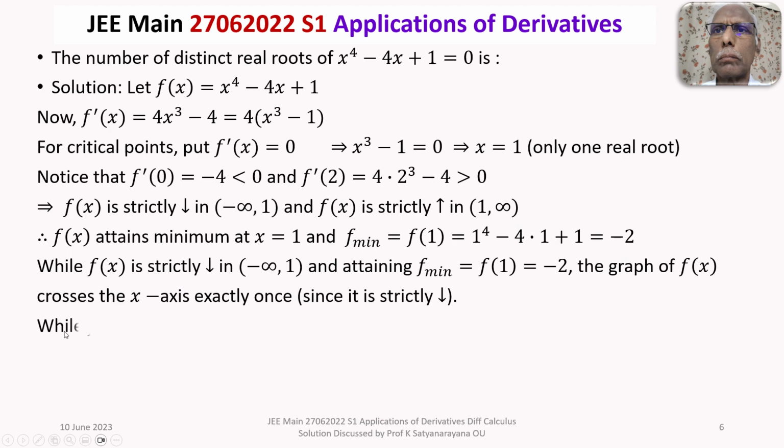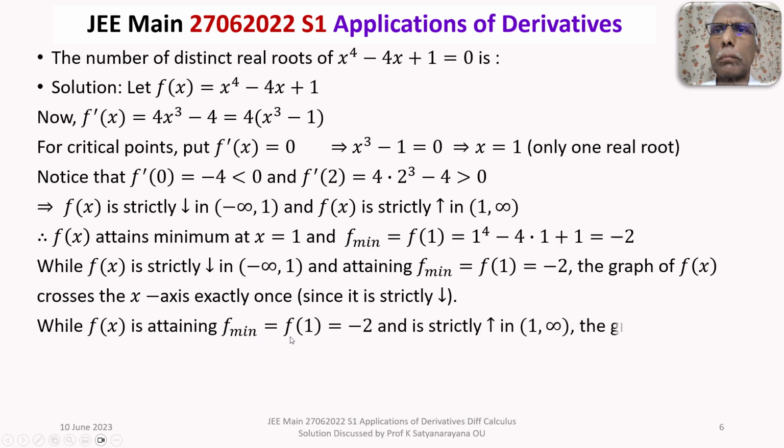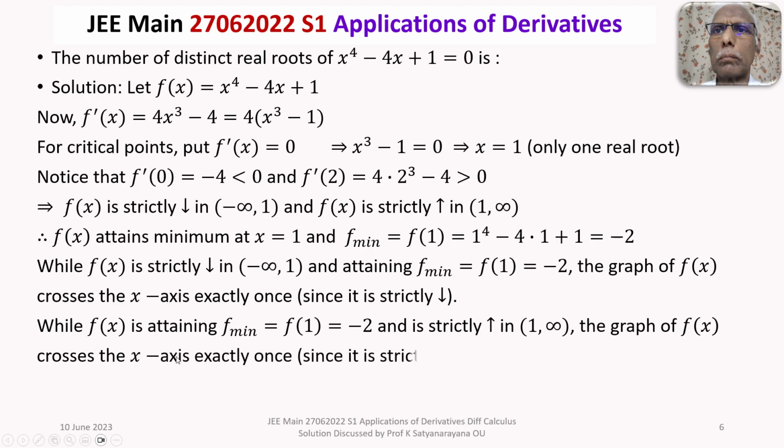In a similar fashion, while f of x is attaining its minimum value f of 1, that is equal to minus 2, and is strictly increasing in 1 to infinity, the graph of f of x crosses the x-axis exactly once. This is exactly because it is strictly increasing.